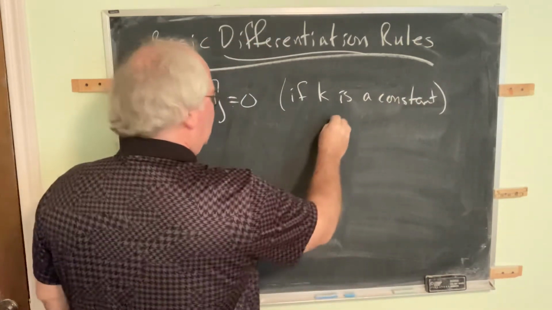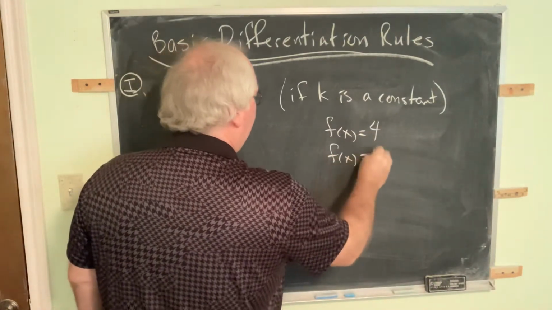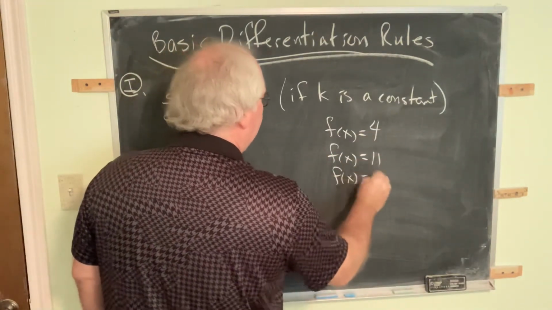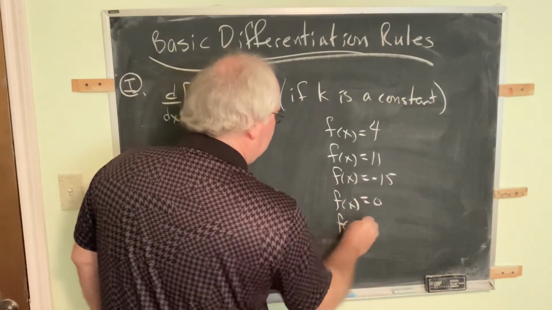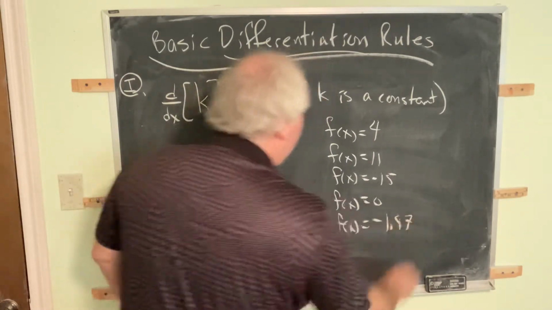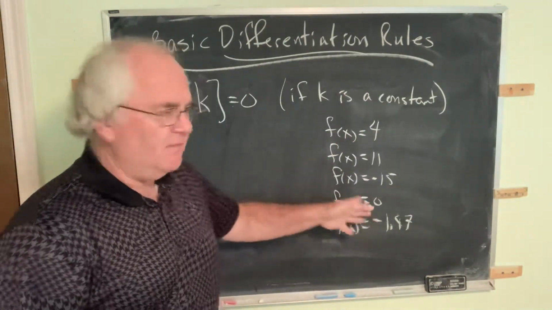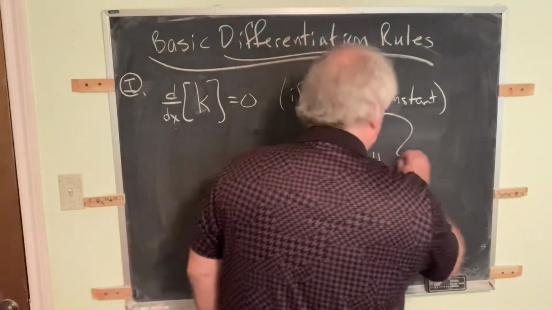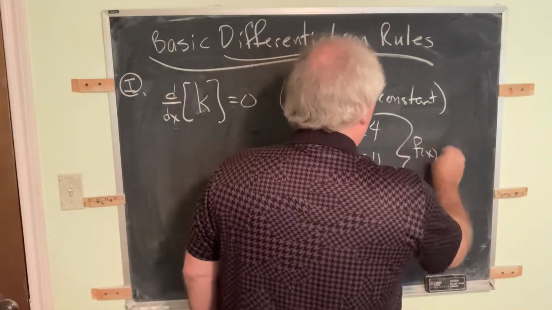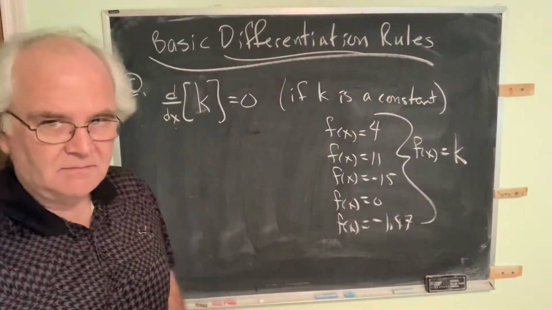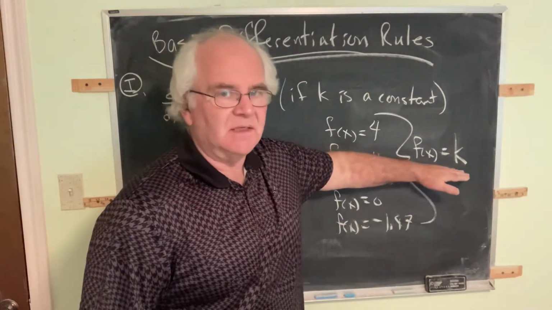The point I'm making here is it doesn't matter if you're talking about f of x equals 4 or f of x equals 11 or f of x equals negative 15 or f of x equals 0 or f of x is equal to negative 1.47. It doesn't matter which particular constant you're discussing. All of them fall into this category. All of these are special cases of the generic expression f of x is equal to k. And so what I'm talking about here is any constant function, any constant.